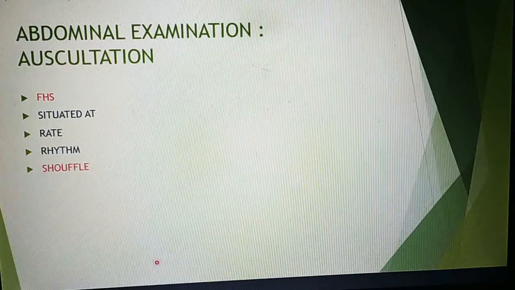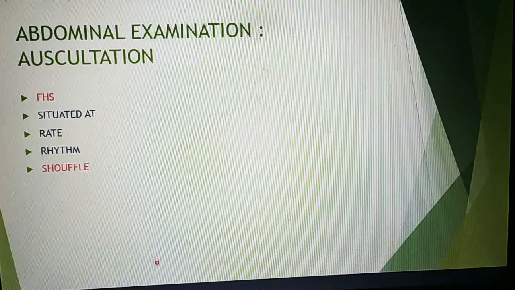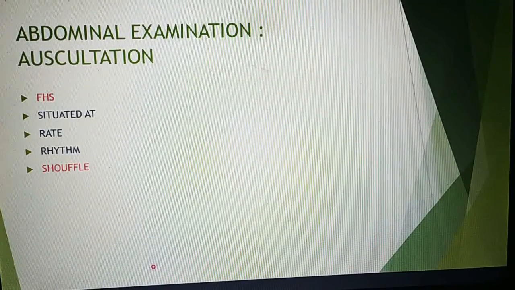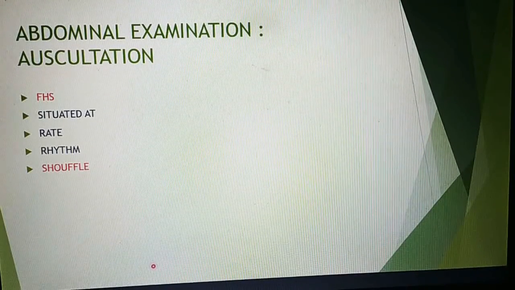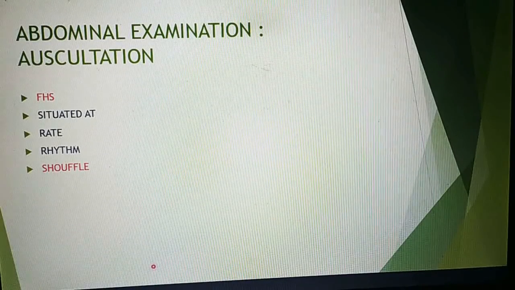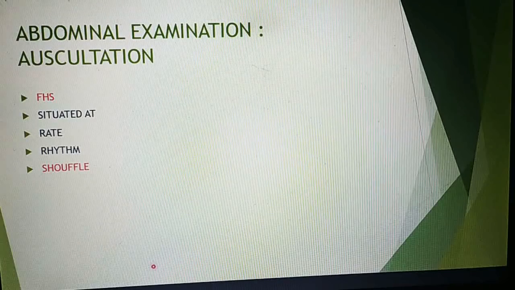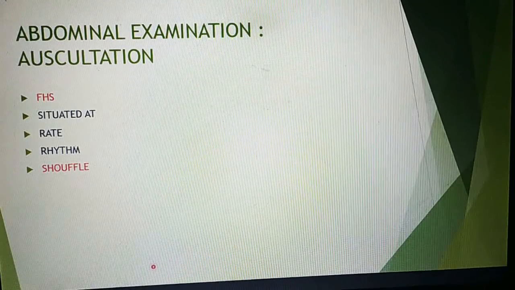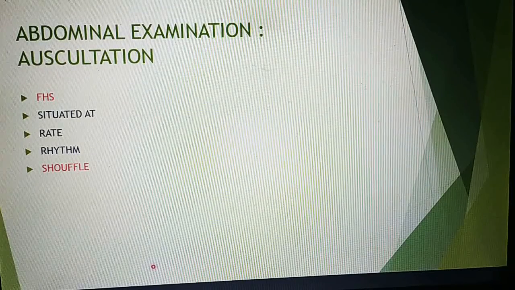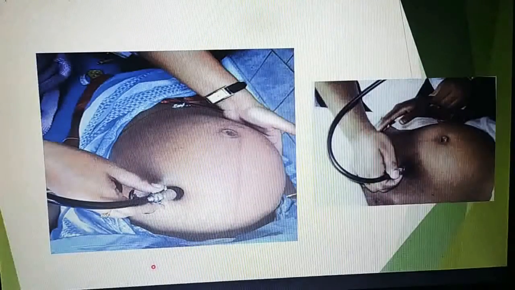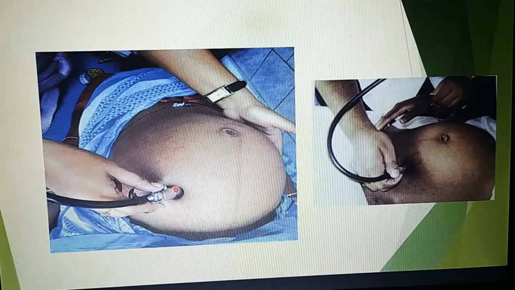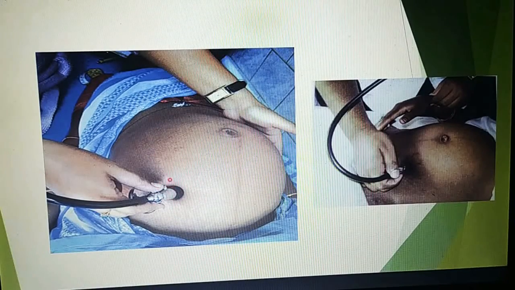After abdomen palpation, then is auscultation. You have to auscultate for fetal heart sound. So as usual, ask the patient to evacuate the bladder. Make the patient in dorsal position. Abdomen is exposed. Stand on the right side. Then procedure: by lateral grip, always fetal back is located. After recognizing the fetal back, bell or diaphragm is placed.